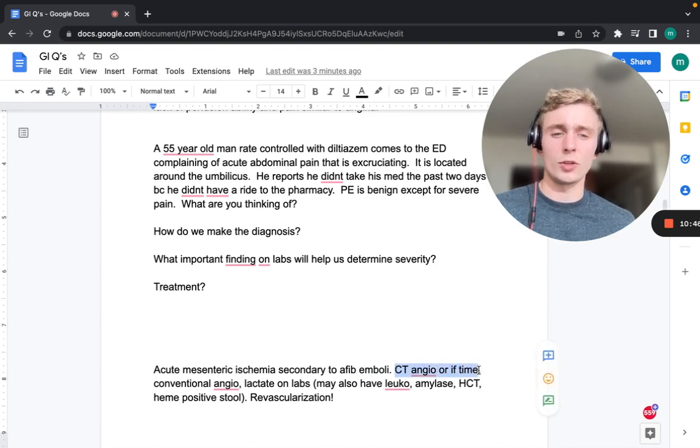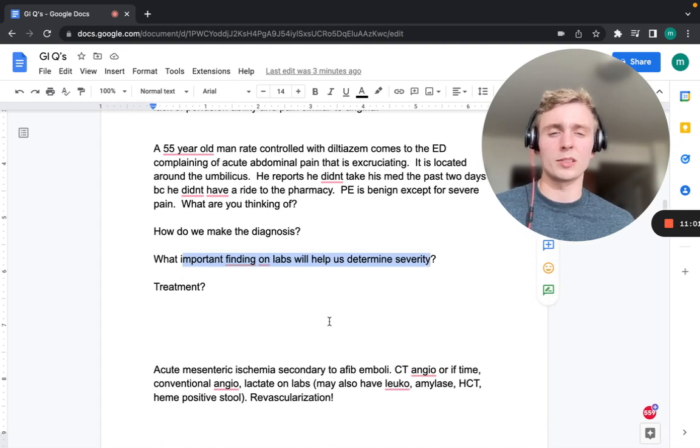CT angiography, if we do have the time, we can do conventional angiography. So CT angiography, but if you do have the time, conventional angiography. However, he's in excruciating pain, this is acute, so probably CT angio. Lactate on labs, that's going to be the important finding on labs that will help us determine severity.